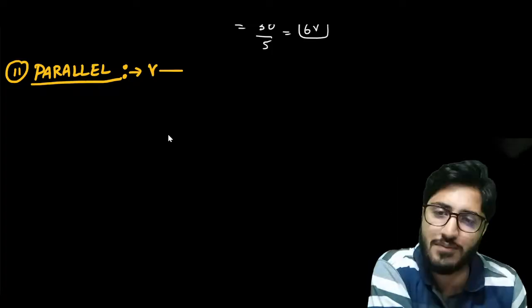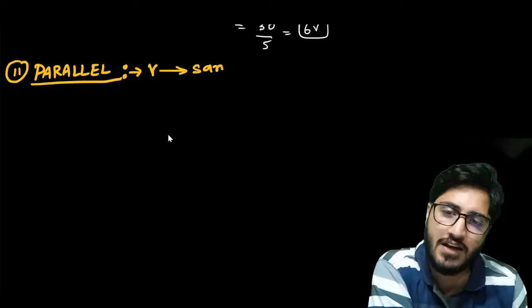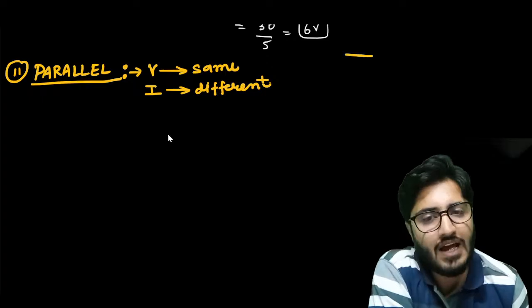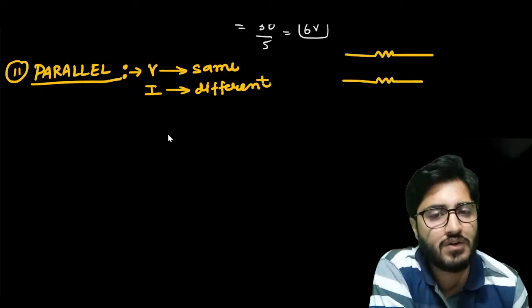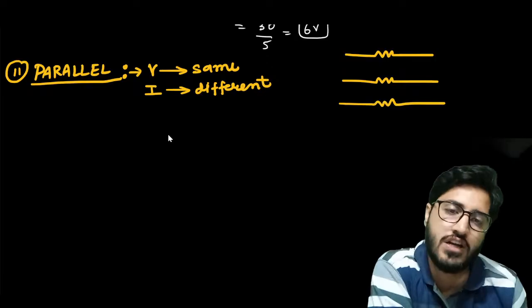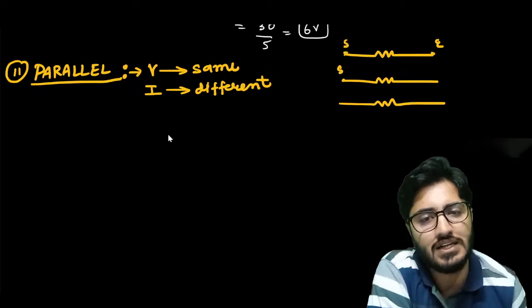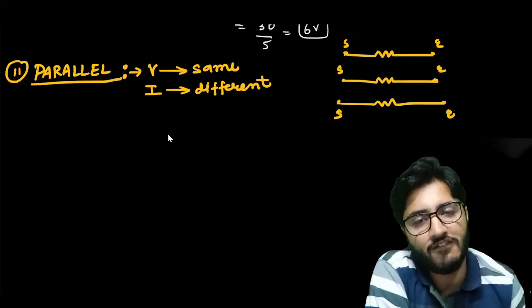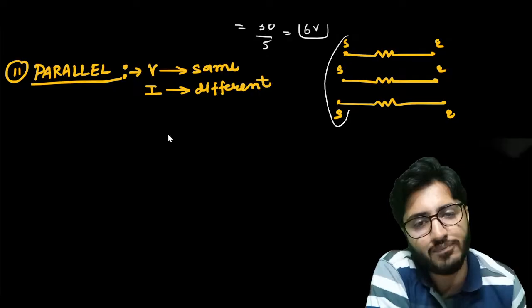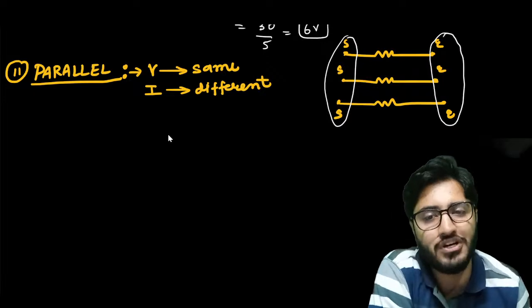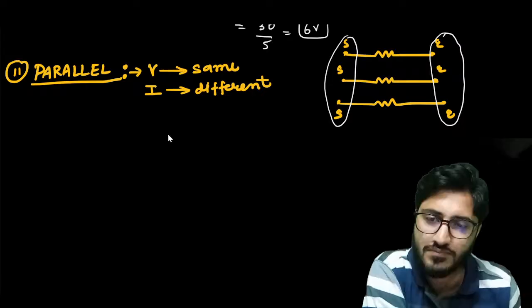Okay, V remains same, but I will be different. Look now. So let us suppose we are having resistors 1, 2 and 3. We need to look at the starting point and end point. If we connect all the starting points together and connect all the ending points together, this particular combination is known as parallel combination.